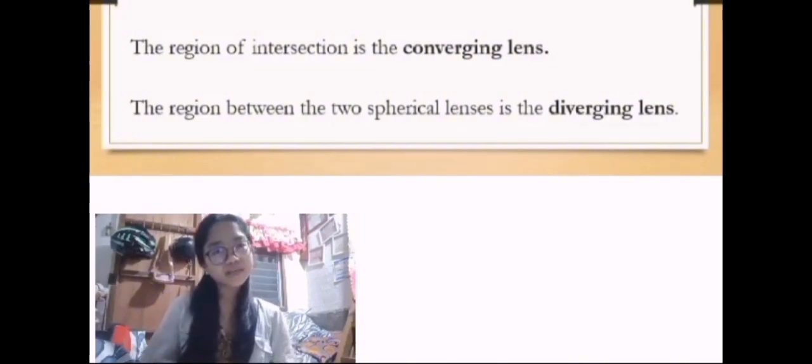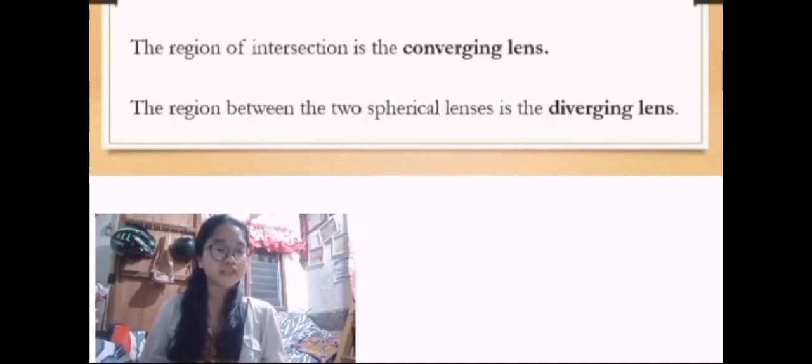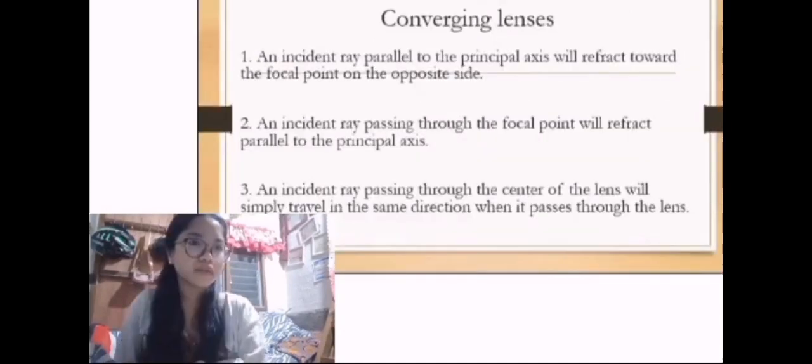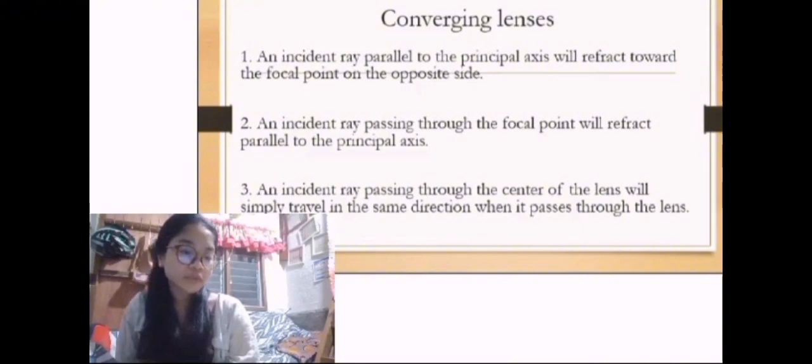Now let's imagine two spherical lenses to understand converging and diverging lenses. If the two spherical lenses are intersecting, it's a converging lens. A converging lens is also known as a double convex lens. A double convex lens can be thought of as two convex mirrors facing opposite directions attached to one another, hence the name double convex.